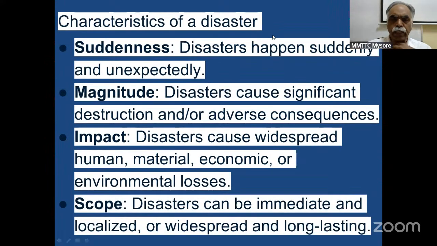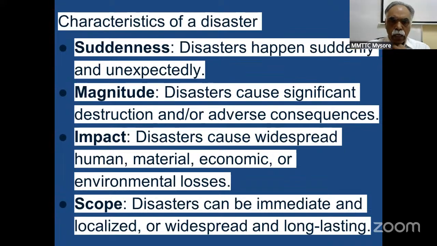So, characteristics of disaster. What are the characteristics of disaster? It is suddenness, unexpectedness. When we encounter a great threat to our life, it can be called suddenness. Disaster happens suddenly and unexpectedly. Then the magnitude: whether the disaster's magnitude is significantly high, at the level of damaging property or human life. That is another characteristic of disaster.